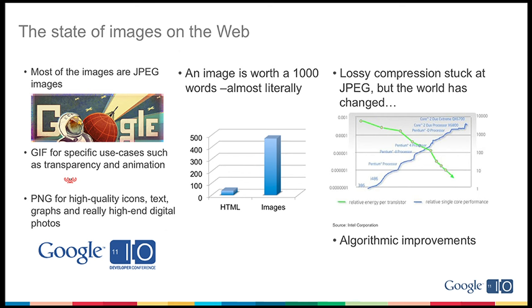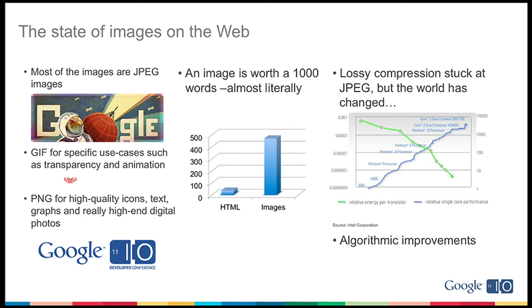But if you look at the web, at web pages, we all know that an image is worth 1,000 words. And today on the web, there's a lot of bytes that are totally image bytes. This is data from httparchive.org. The HTML bytes that you're shipping to your users are in the tens of kilobytes, and images are in the 400 kilobytes.